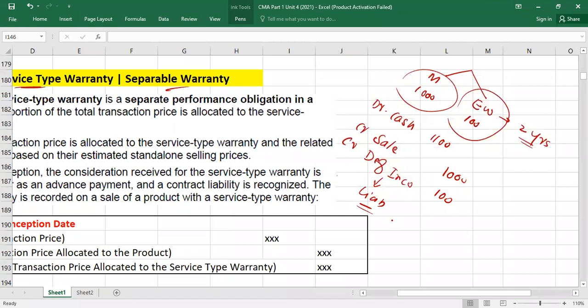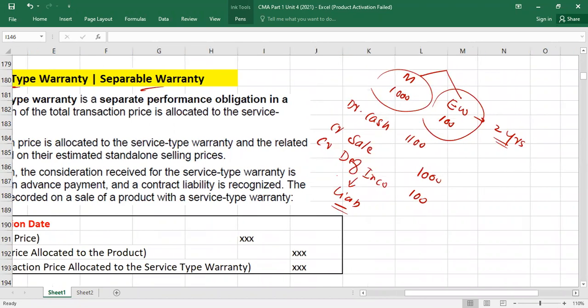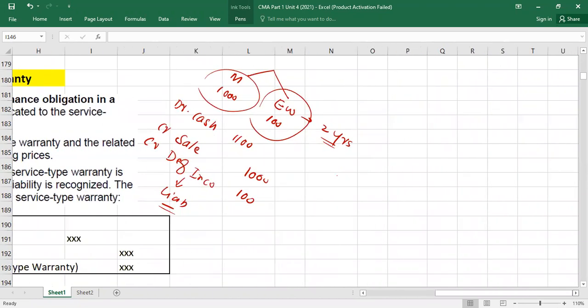Understood? This is the first entry. First I'm explaining the entry. Now guys, what will you do? Now you have to wait. If a customer comes to claim the warranty, I'm telling you the second entry. If a customer comes or visits to claim the warranty, and maybe you paid 4,000.